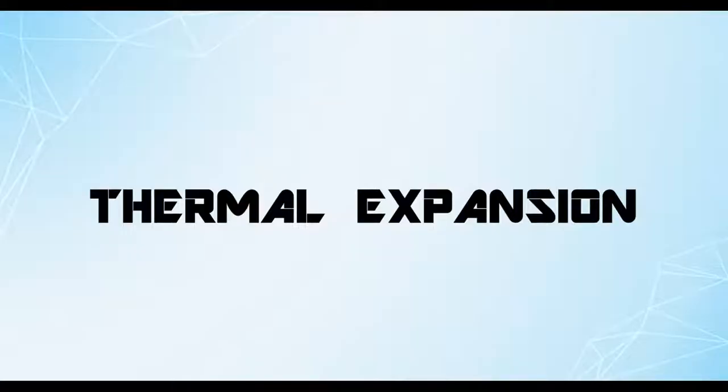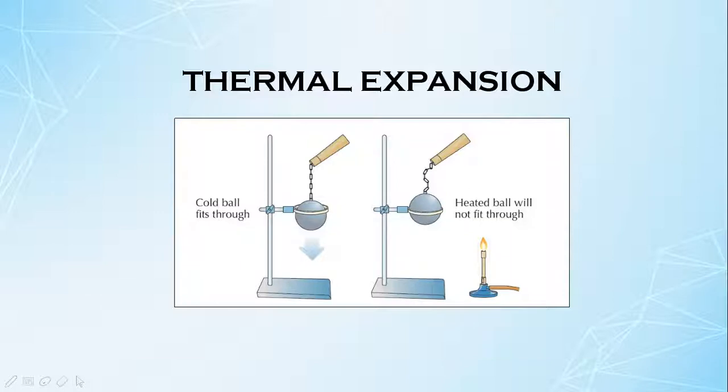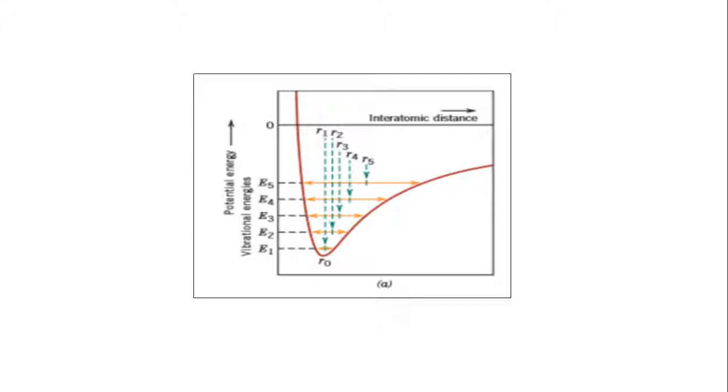Second important property is thermal expansion. Now let's all talk about thermal expansion. As you know, temperature of a solid material is a measure of its potential energy. Most solid materials expand upon heating and contract on cooling. Heating to successively higher temperatures raises the vibrational energy. Thus, as the vibrational energy increases, the interatomic separation increases from R0 to R1 to R2 and so on.